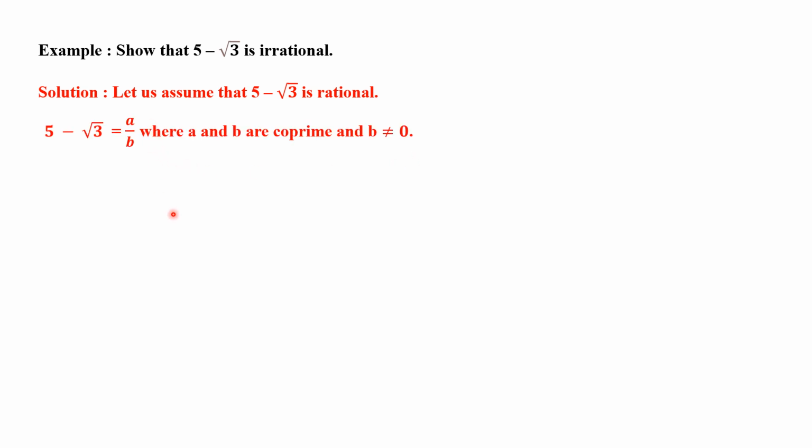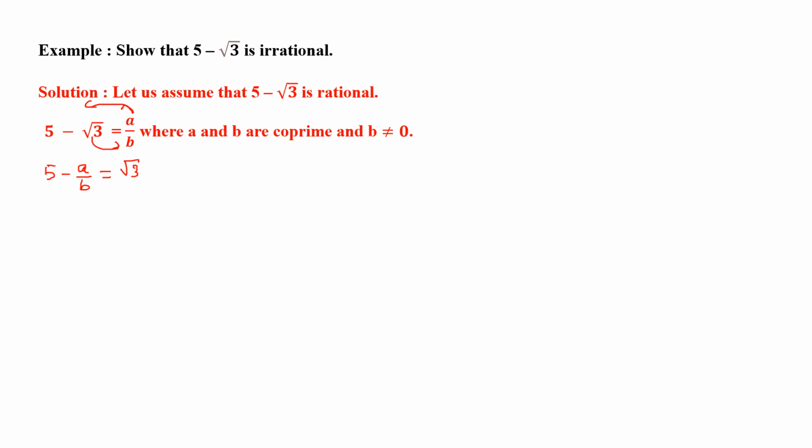Now this is one more example question. Show that 5 minus root 3 is irrational. So again, I am going to solve this by taking some assumption. I am assuming that 5 minus root 3 is a rational number. Now if it is a rational number, then I have to represent it in the form of P by Q. So here I have taken A by B, where A and B are co-prime and B is not equal to 0. Now from here, if I transpose A by B to the LHS and root 3 to the RHS, it will become 5 minus A by B equal to root 3, isn't it?